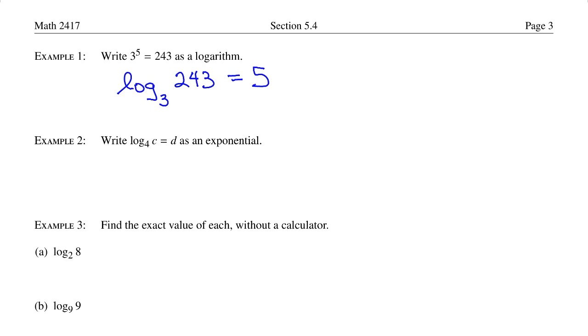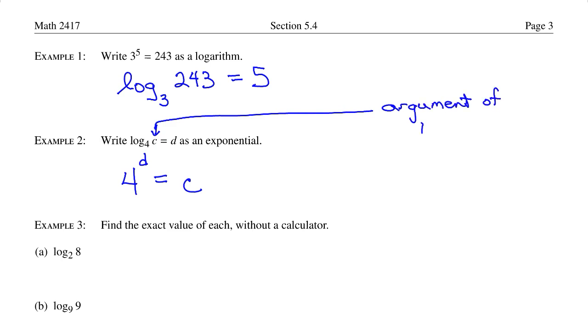Example 2, write log base 4 of c equals d as an exponential. So we take the base, 4, we raise it to the exponent. The exponent is what the log is equal to. The log is equal to d, so d is the exponent. And then the c, this part right here, is called the argument of the log. And the argument of the log is c, and that's what the result is when you do 4 to the d power.